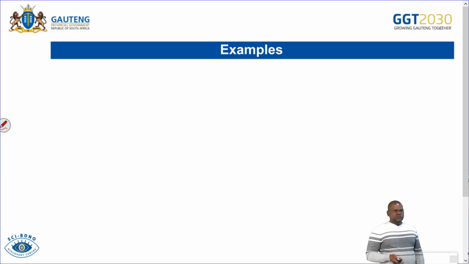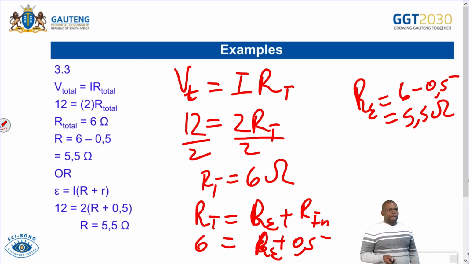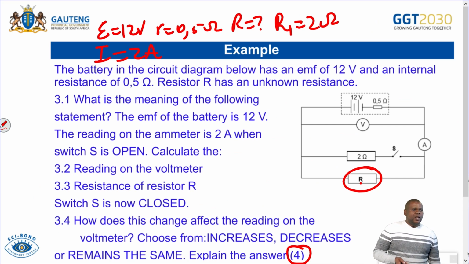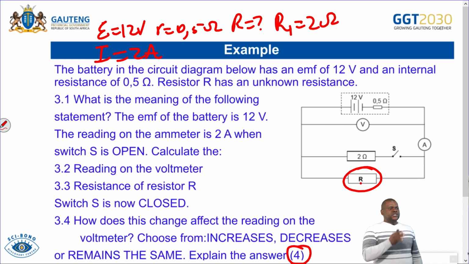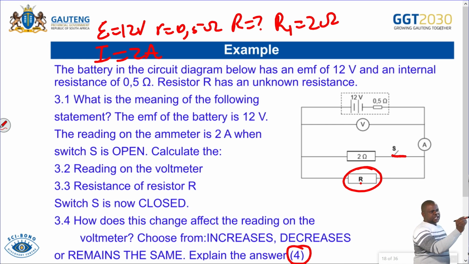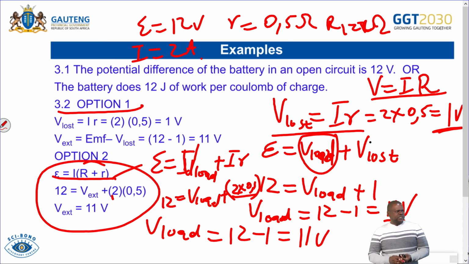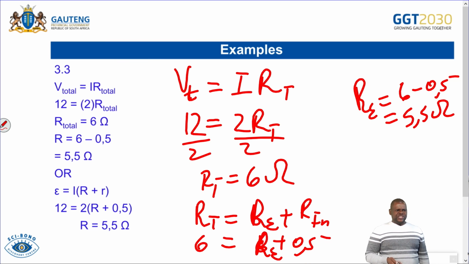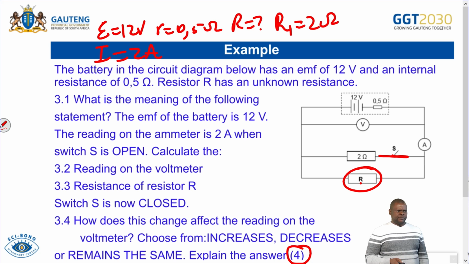Now, we continue. Okay, number 4. Let's look at number 4. It says, how does the change? Now, the statement starts by saying, the switch S is now closed. When we close this switch, there must be changes taking place. And then they ask, will the change make the voltage increase, decrease, or remain the same?